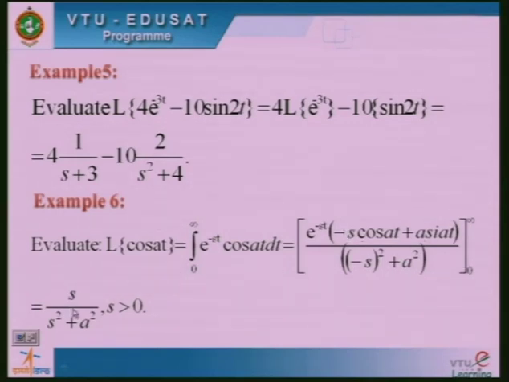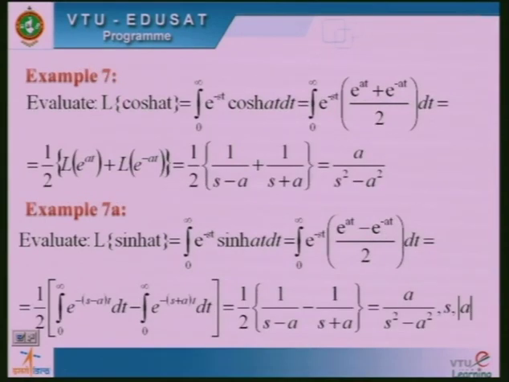I hope you will get the same answer that we obtained in the previous slide, namely s divided by s square plus a square, where s is greater than 0. This condition is very important. Again, you can replace a by any constant, and according to that you can write down the solution. The solution is always in terms of s.